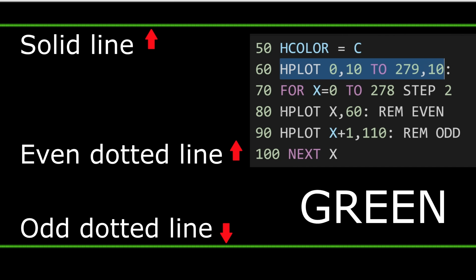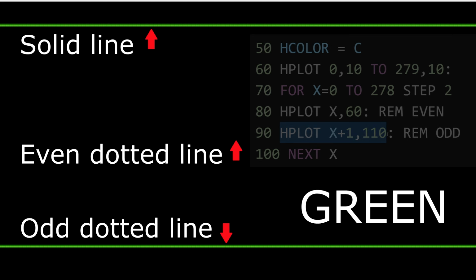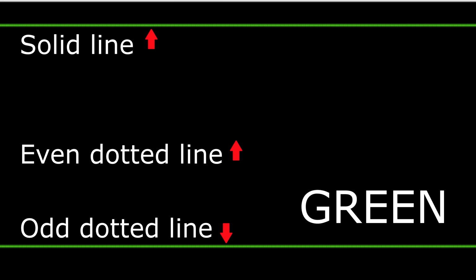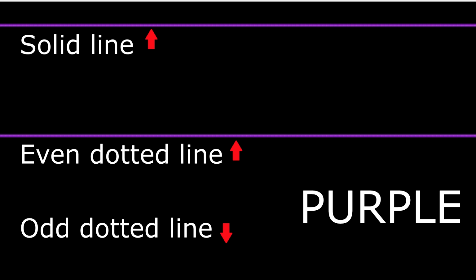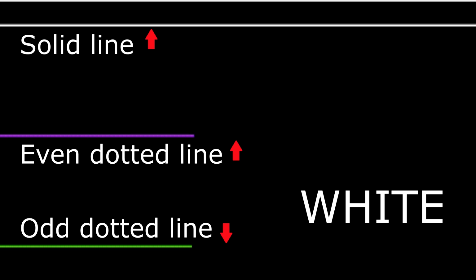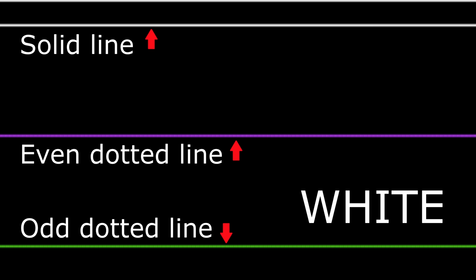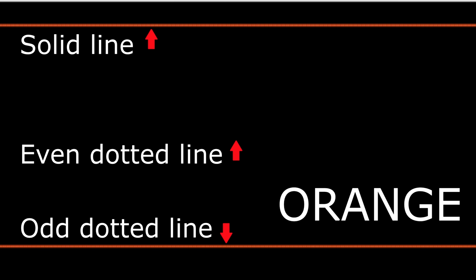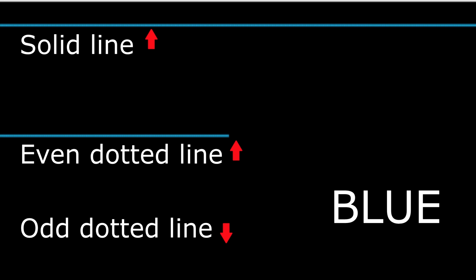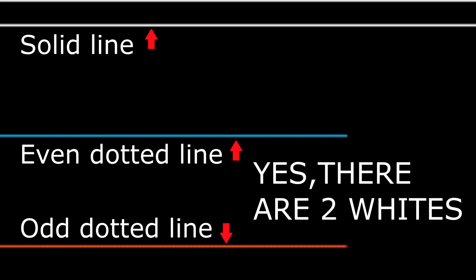But then the middle line is a dotted line where we're only doing the even x-coordinate pixels. But it is still green, it's not black. And on the bottom we do another dotted line, but this time only the odd x-coordinate pixels. What happens if we paint all 3 lines purple? All 3 lines white? All 3 lines orange? All 3 lines blue? And all 3 lines the other white?